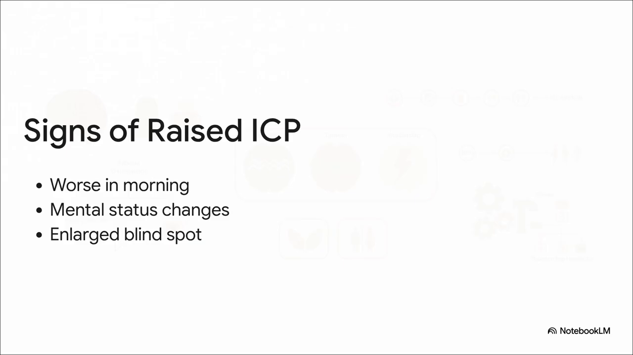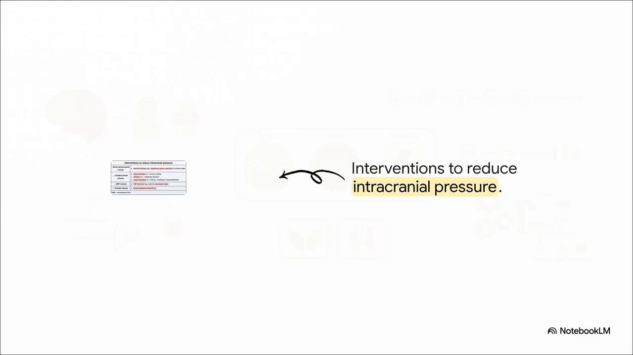And remember, the Cushing triad, which is hypertension, bradycardia, and irregular respirations, is a very poor prognostic sign. It tells you cerebral herniation is imminent. The treatment targets here are based exactly on the Monro-Kellie doctrine. If you need to extract brain water and reduce parenchymal volume, you use osmotic therapy like hypertonic saline or mannitol.